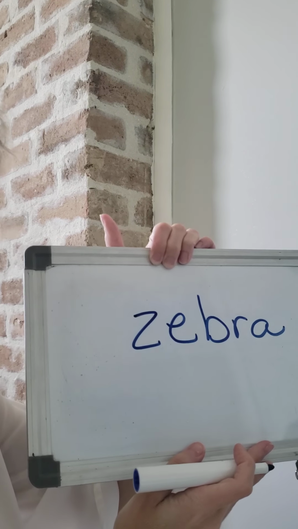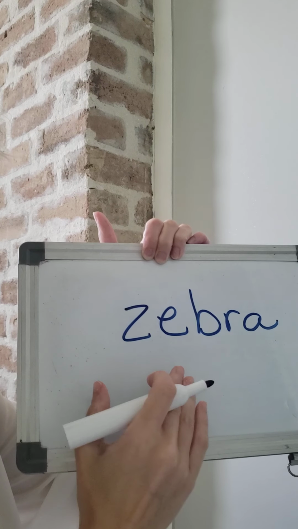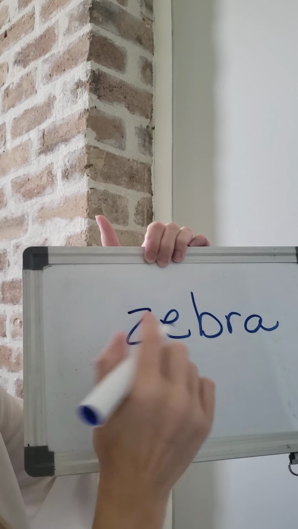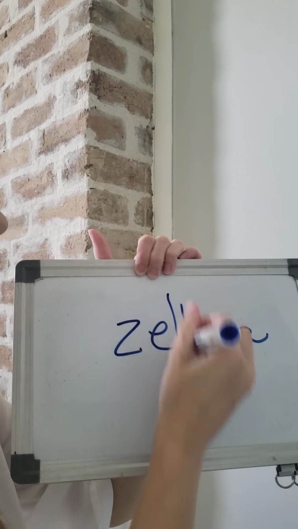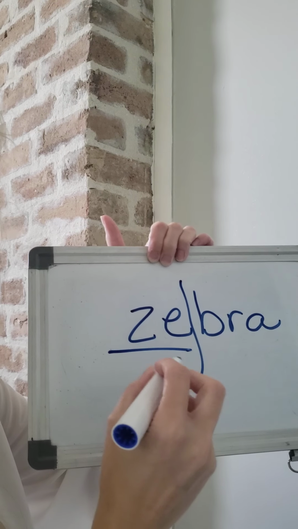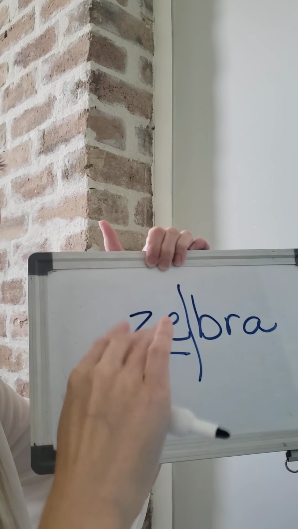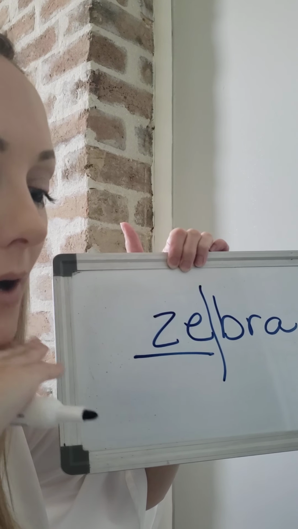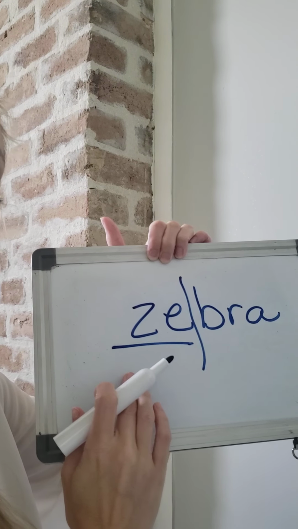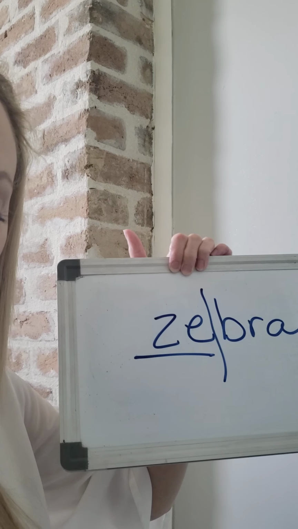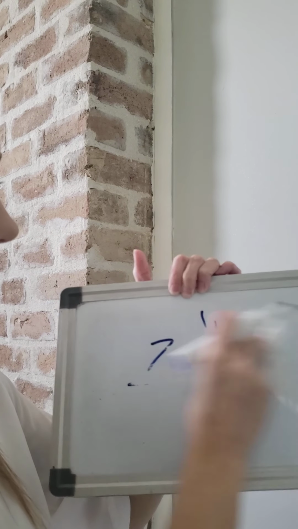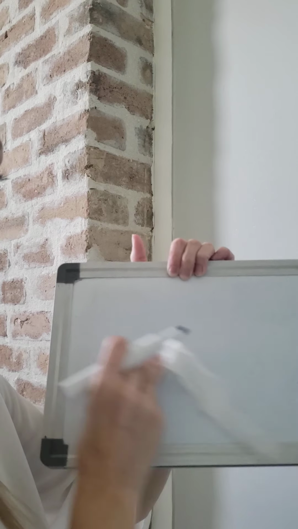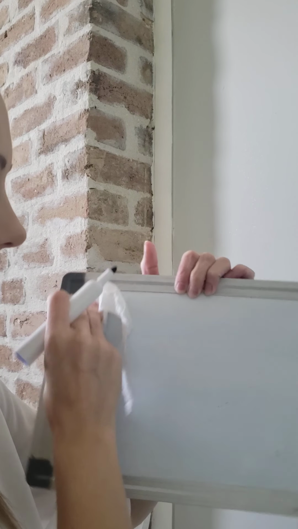Zebra, zebra. Where do we hear that long E? Zebra in the first syllable. We hear that long E before our chin hits our hand. Zebra, okay? So that's going to go under first syllable. You can go ahead and practice one more, and then you guys are going to get started on your work for today.